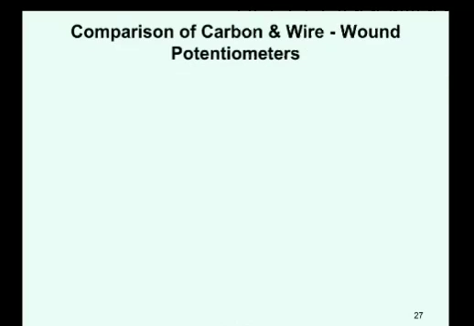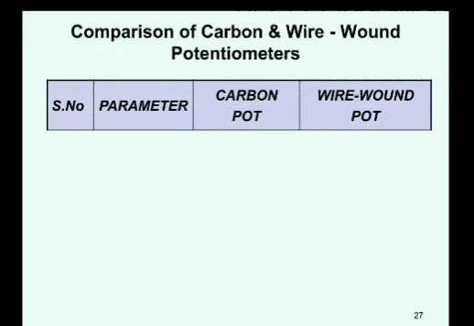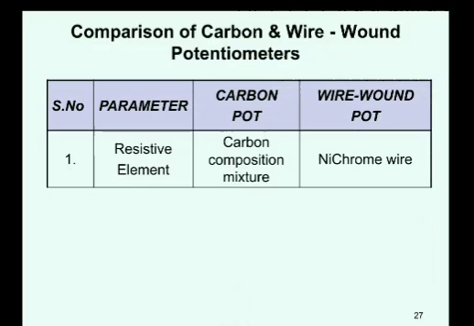Now let us compare the carbon and the wire wound potentiometers. Here you have a tabular form. The first column is of course the serial number. Then you take a parameter. Then we'll look at both the features in the two types of potentiometers. First is the resistor element parameter, and the material implemented in the carbon type of pot is carbon composition mixture, whereas in the wire wound it is a nichrome wire, that is an alloy of nickel and chromium.